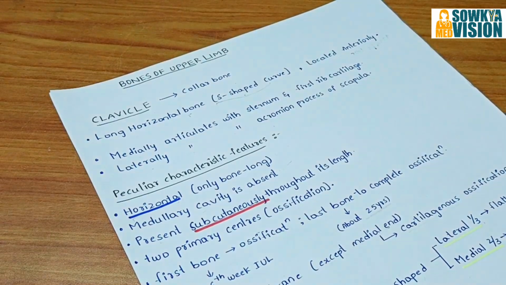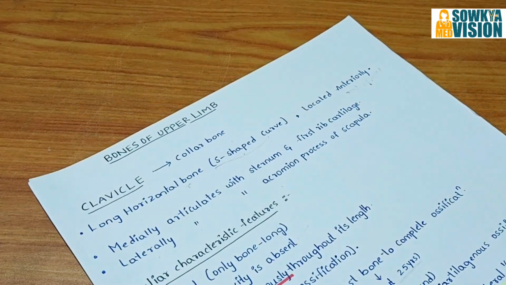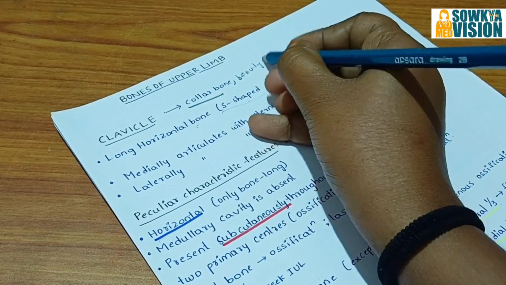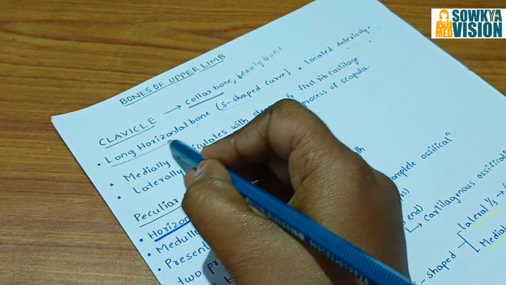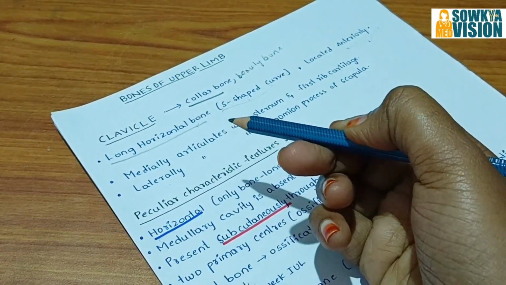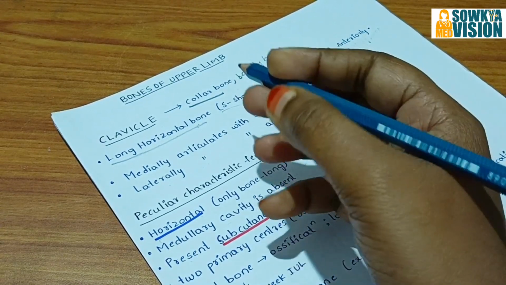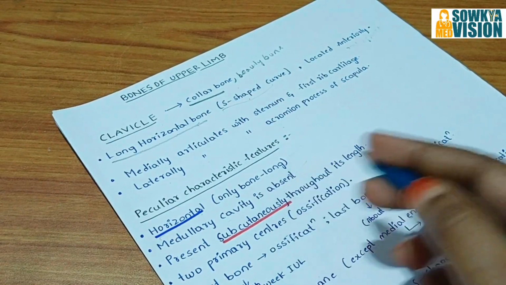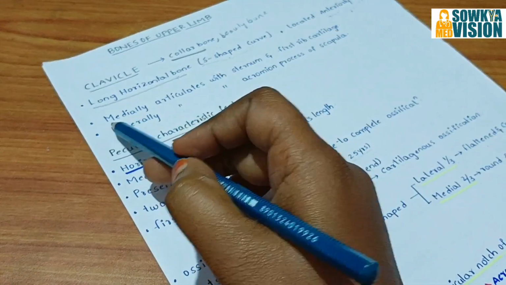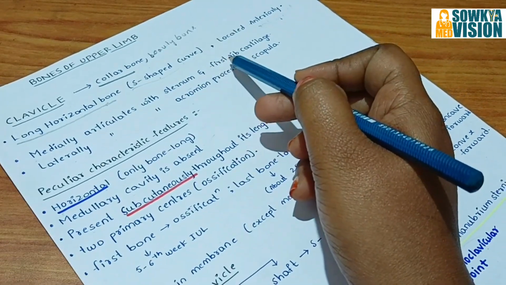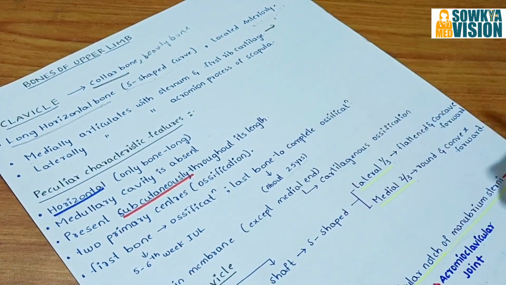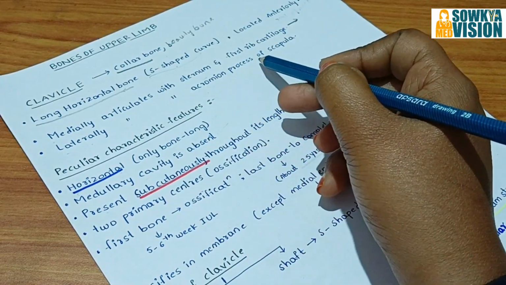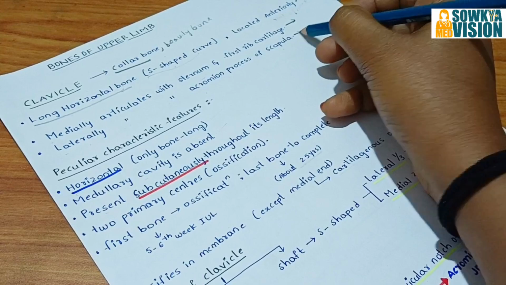Now let's see the features of the clavicle. As we said, the clavicle is the collarbone. It is the beauty bone. It is a horizontal bone, a long bone presented horizontally. As we said, every long bone is presented vertically. Exceptionally, the clavicle is presented horizontally. The medial end articulates with the sternum and first rib cartilage, forming what? The sternoclavicular joint. And laterally it articulates with the acromion process of the scapula, forming the acromioclavicular joint.